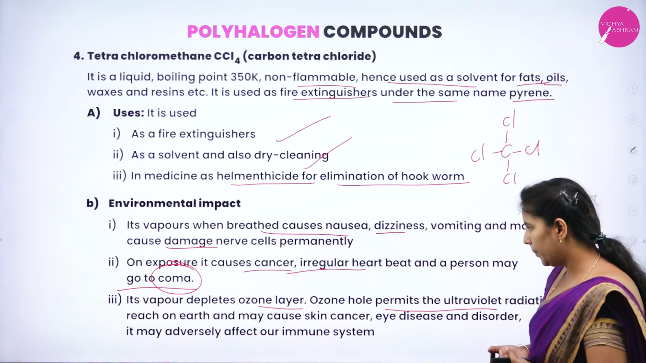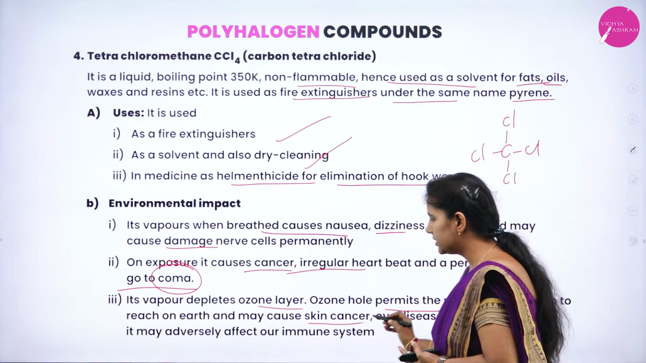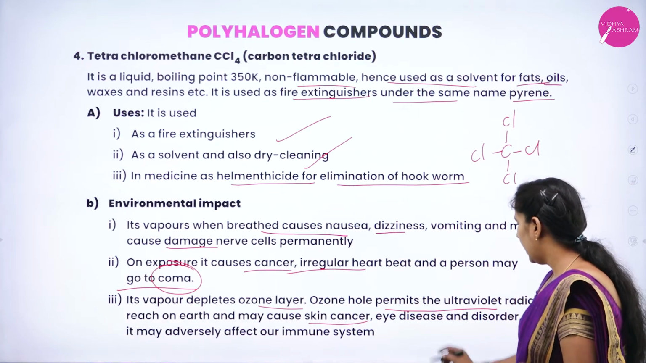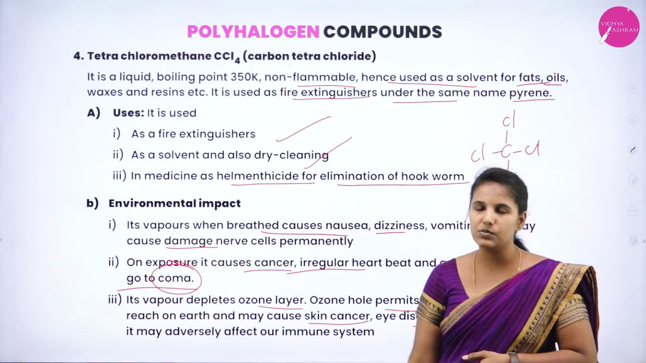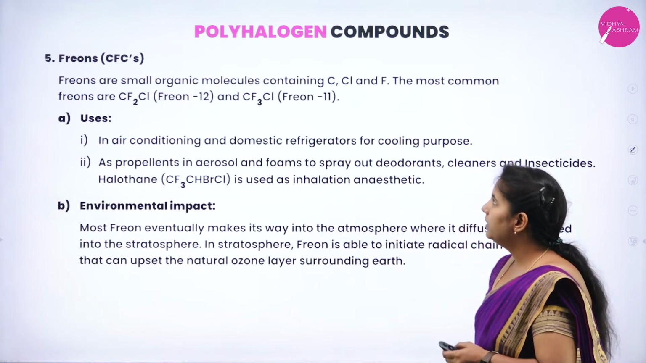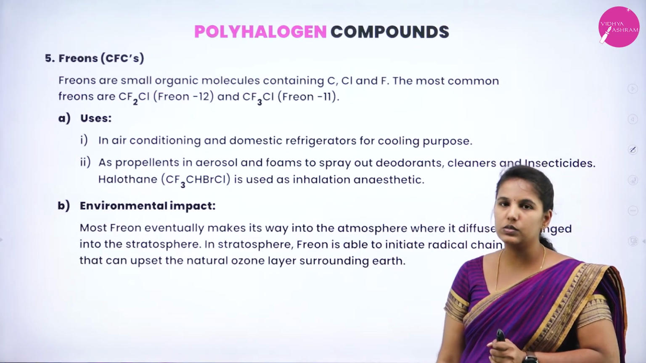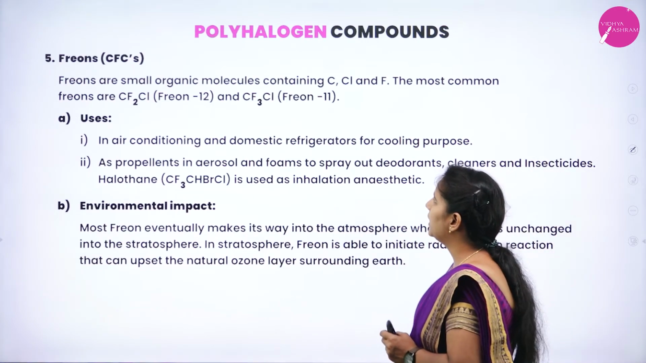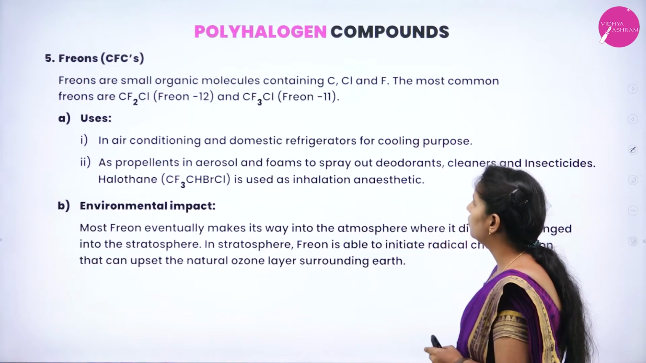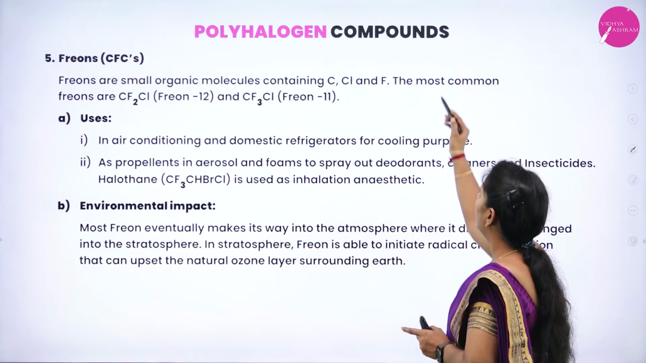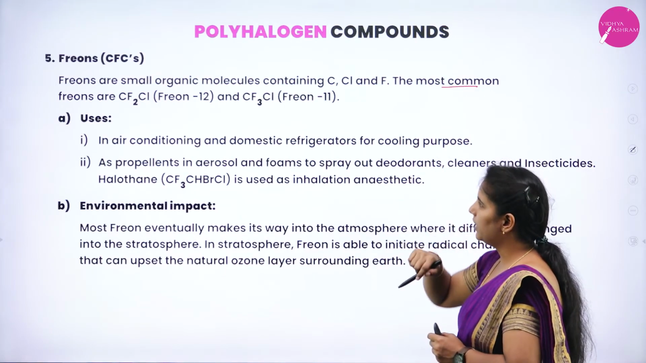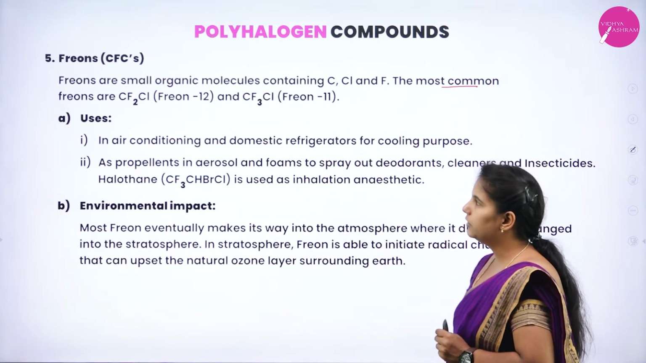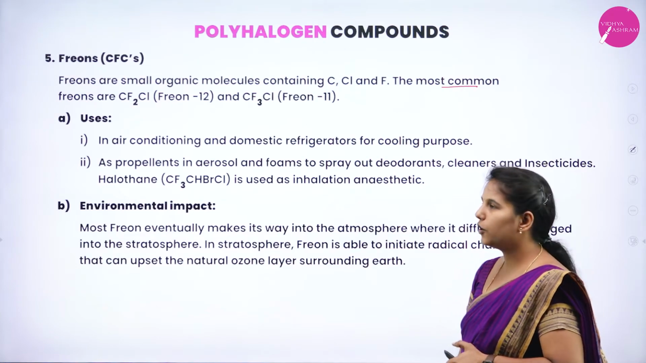Global warming. Okay, and it also causes skin cancer. Thereby, it affects our immune system also, and causes many diseases as well as disorders. Next is freon, which is also known as what? CFCs. Okay, the freons are small organic compounds containing carbon, chlorine as well as fluorine, and the most common freons are CF2Cl2 and CF3Cl, known as Freon 12 and Freon 11.